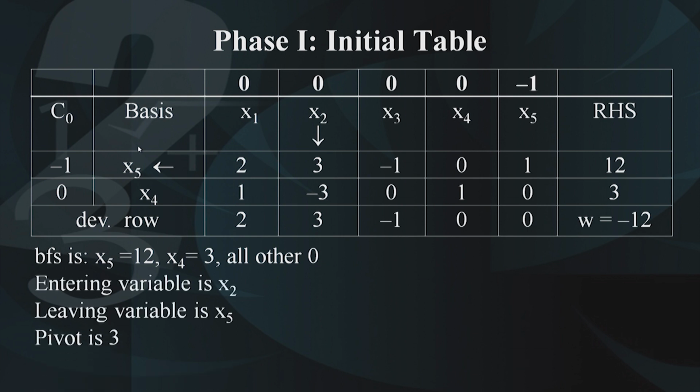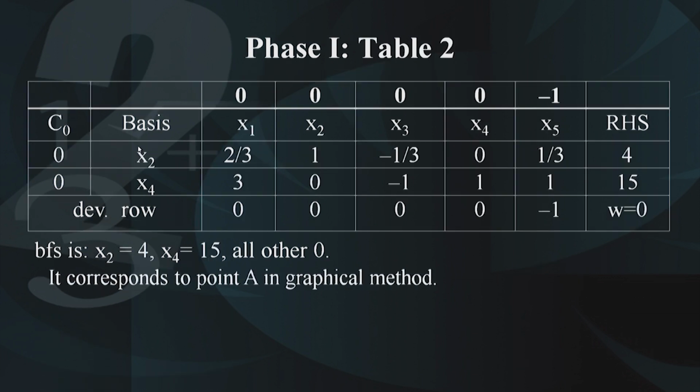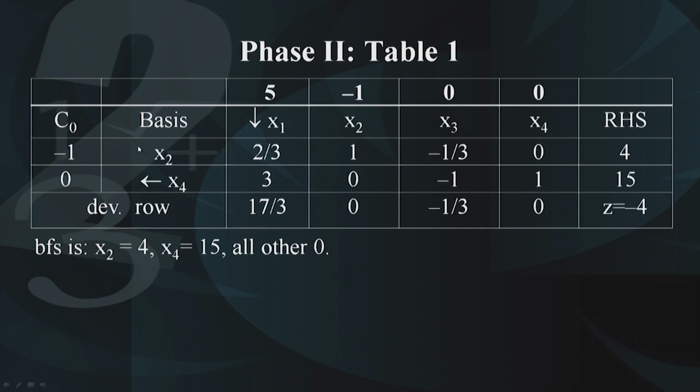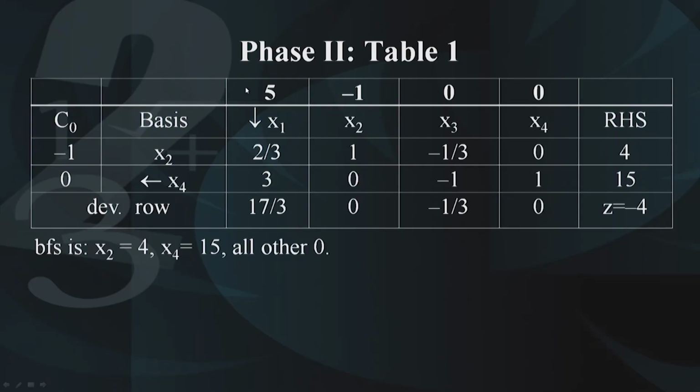Next, what we need to do is look at phase 2. For phase 2, we have to bring back the original objective function into the problem, and this will be incorporated by entering the top row in the table. So, phase 2 table 1 will look like this: 5, minus 1, 0 and 0, for the x1 entry, x2 entry, x3 entry and x4 entry.